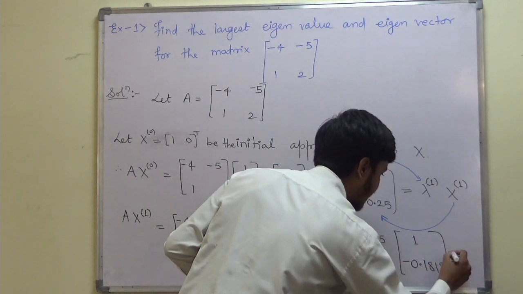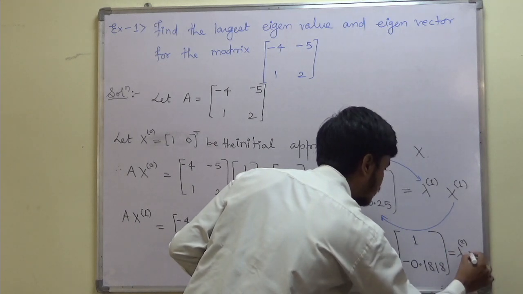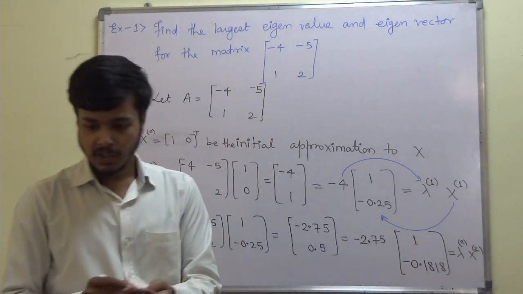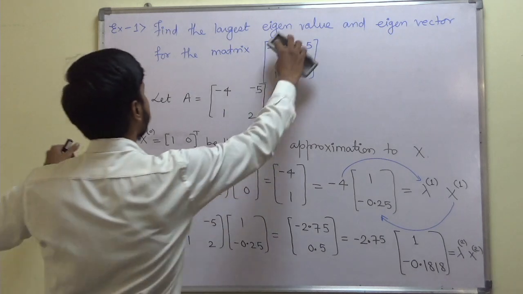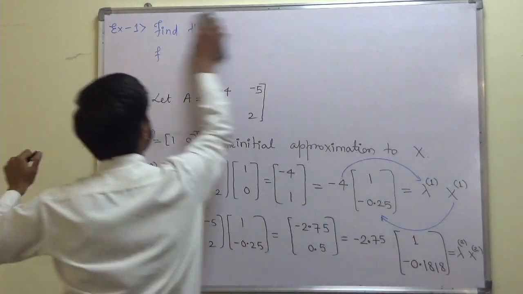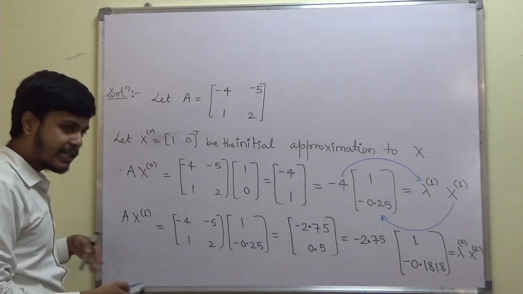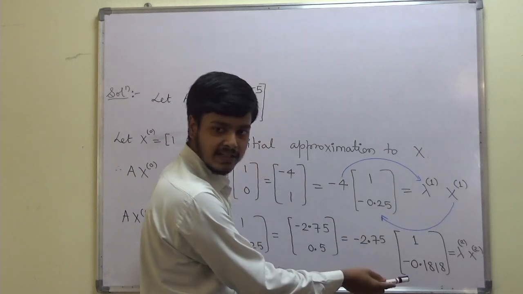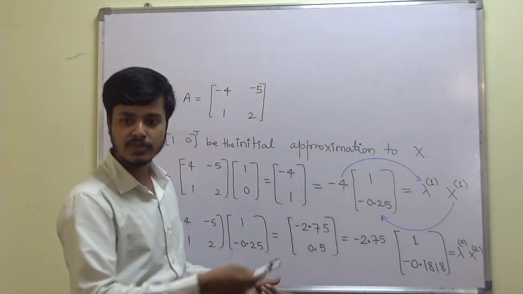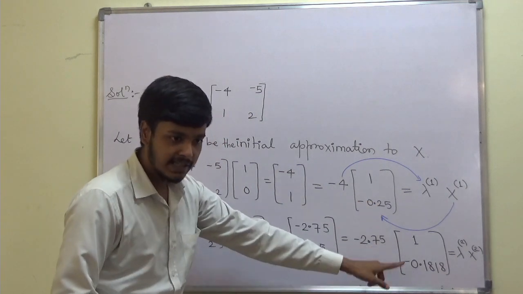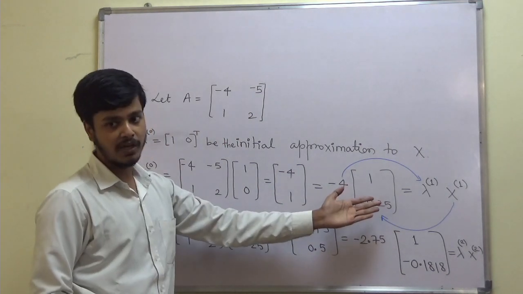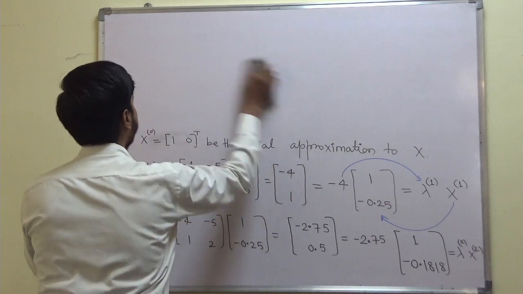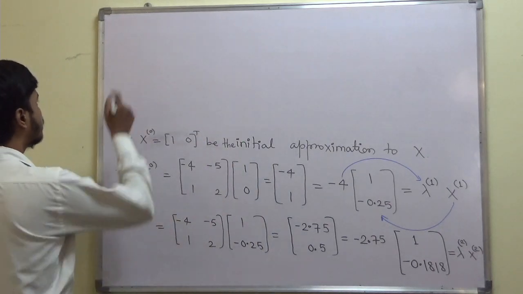0.1818. Okay, and say this is to be lambda 2 x2, where what is this lambda 2? This, and what is x2? This vector. Okay, now I am going to find out again. Now you may be wondering why we are finding AX2 again, because if you can see the difference between these two is not negligible. So we have to continue the process till the values of this and this, the current one and the previous one, the difference between these two becomes negligible.